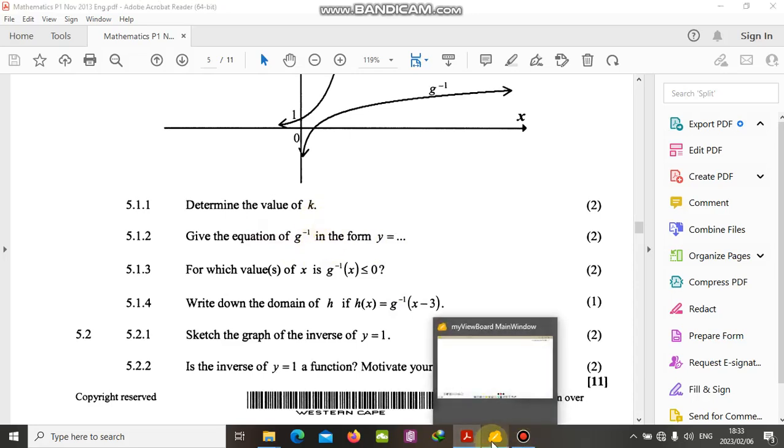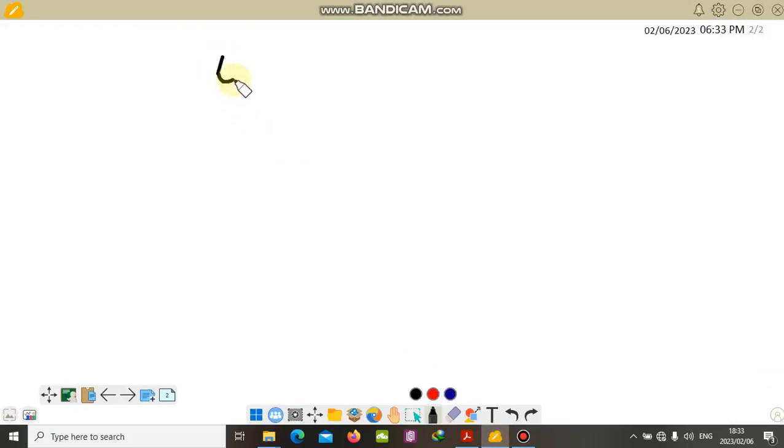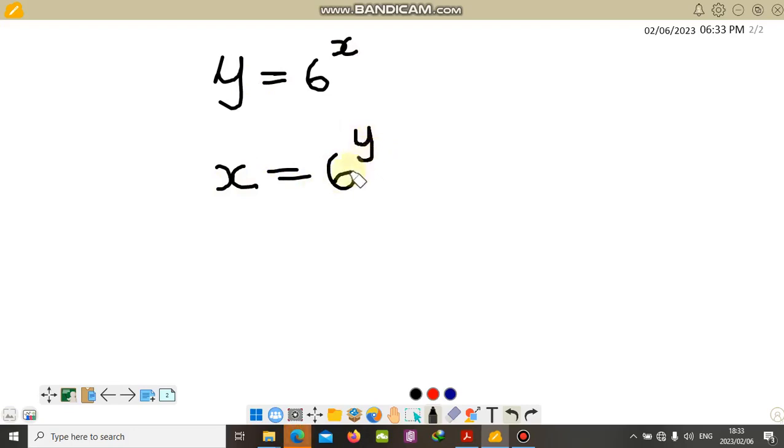Okay, let's come here. So we had our g. Let me write g in terms of y. It was equal to 6 to the power of x. So now they say write the inverse of this. So guys, when you want to write the inverse of a function, the first thing you do is swap x and y. So the first line is going to be swapping x and y. There you go. That is the first point.